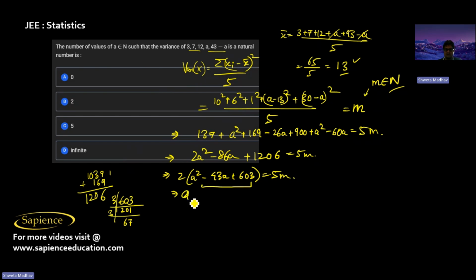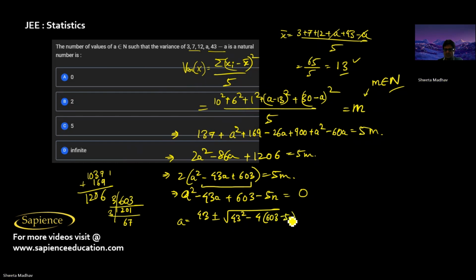So I can say a square minus 43a plus 603 minus 5n is equal to 0. So it is a quadratic equation and a should be a natural number. So a will be equal to minus b plus or minus square root of b square minus 4ac, by 2a. It means this is the discriminant.